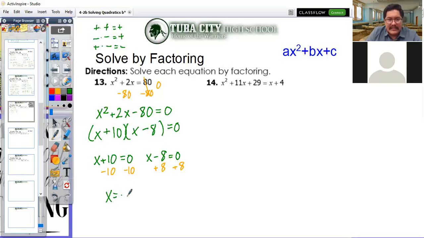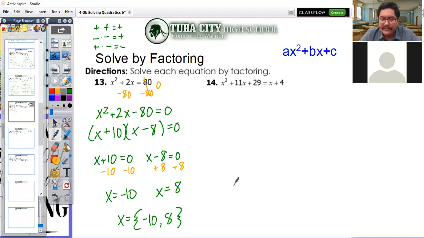X equals negative 10 and x equals positive 8. So now we just got to put this in the right format. Negative 10 is the lower of the two, positive 8 is the greater of the two, so we're going to put them in that order. All right, so not too bad.